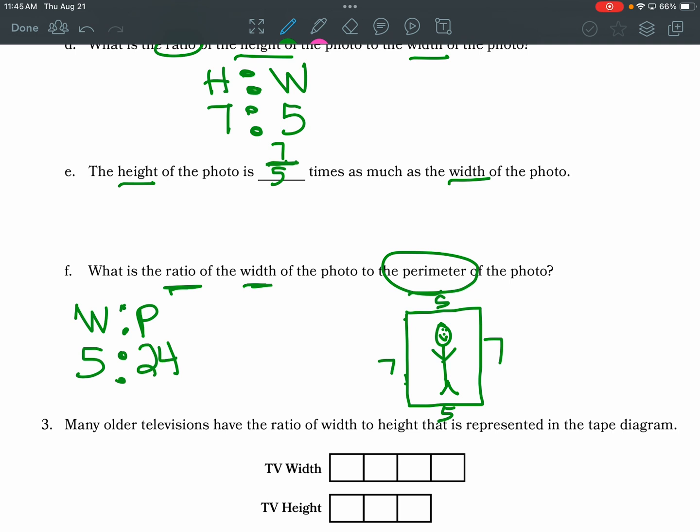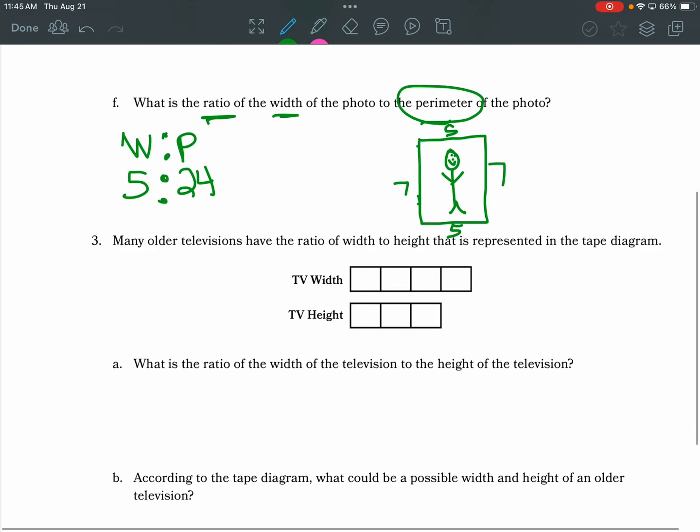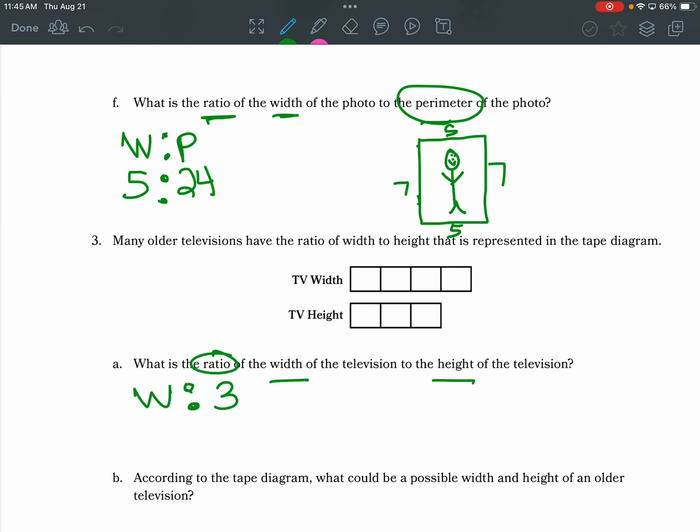All right, so the next tape diagram is talking about older televisions. What are they showing us is the width of the TV? Okay, and what are they showing us is the height of the TV? 3, so 4 to 3. So I say width to height ratio. What am I putting? Whoops. 4 to 3.